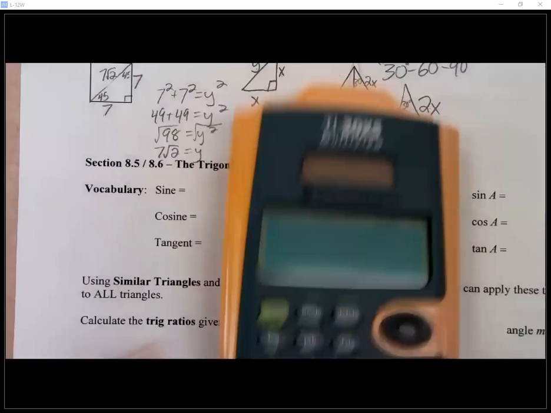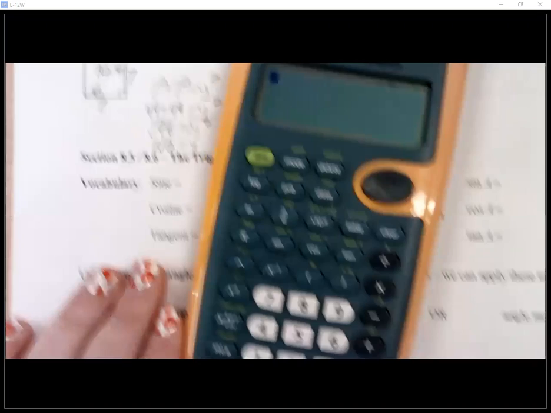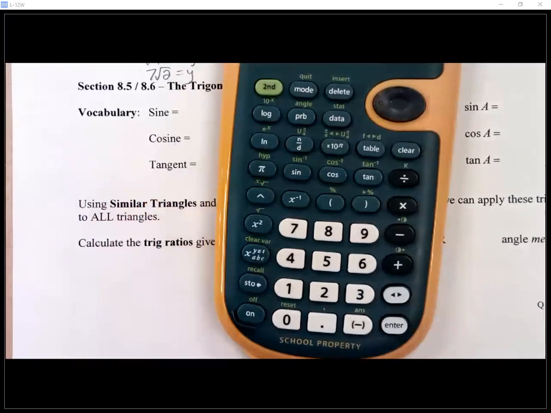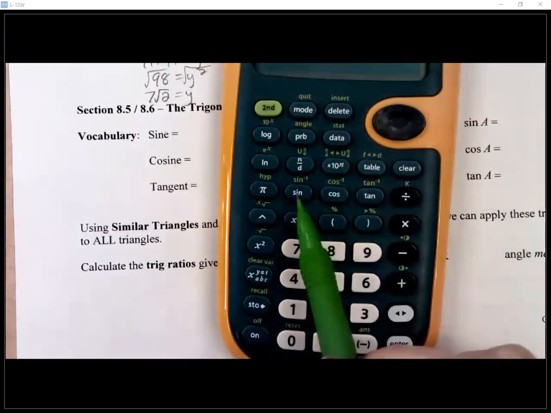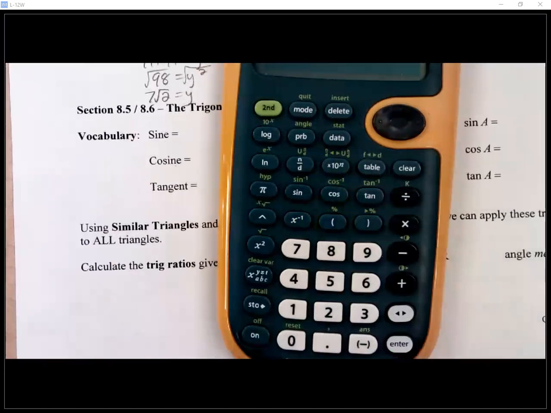on a scientific or graphing calculator, I'm sure you've seen these buttons that say sin, cos, and tan. Have you known what they're for? Well, today's the day, my friends. You finally get to learn what those buttons are for.